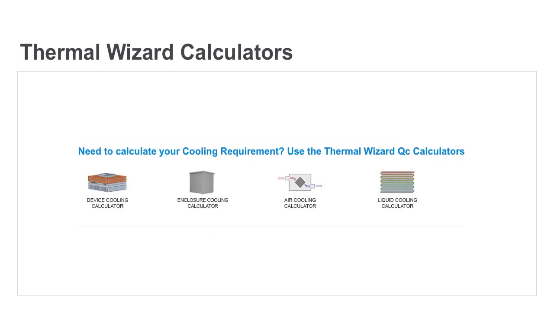If you do not know the cooling requirement for your application, the Thermal Wizard provides four calculators: device cooling, enclosure cooling, air cooling, and liquid cooling, each with pre-programmed examples to help you define the QC value and quickly get your design underway. This product training module will focus on the device cooling calculator.